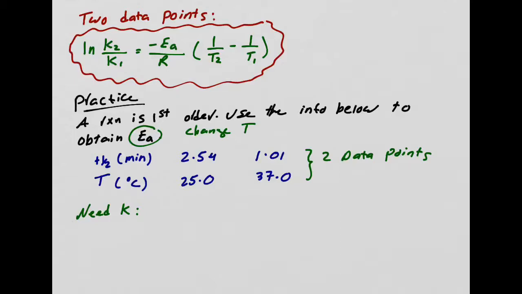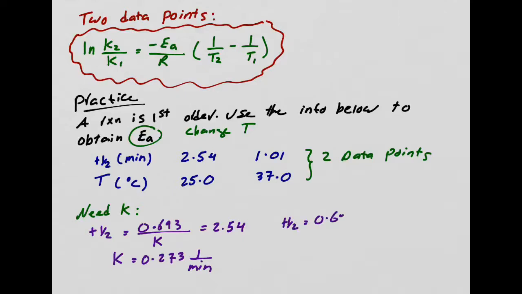Now, how are you going to figure out what K is? Okay. What other piece of information do they give you? They also give you half-life. So if they give me half-life, can I figure out K? Yes. Because half-life for a first order reaction is 0.693 over K, and the first half-life equals 2.54. So the first K is going to be 0.2731 per minute.